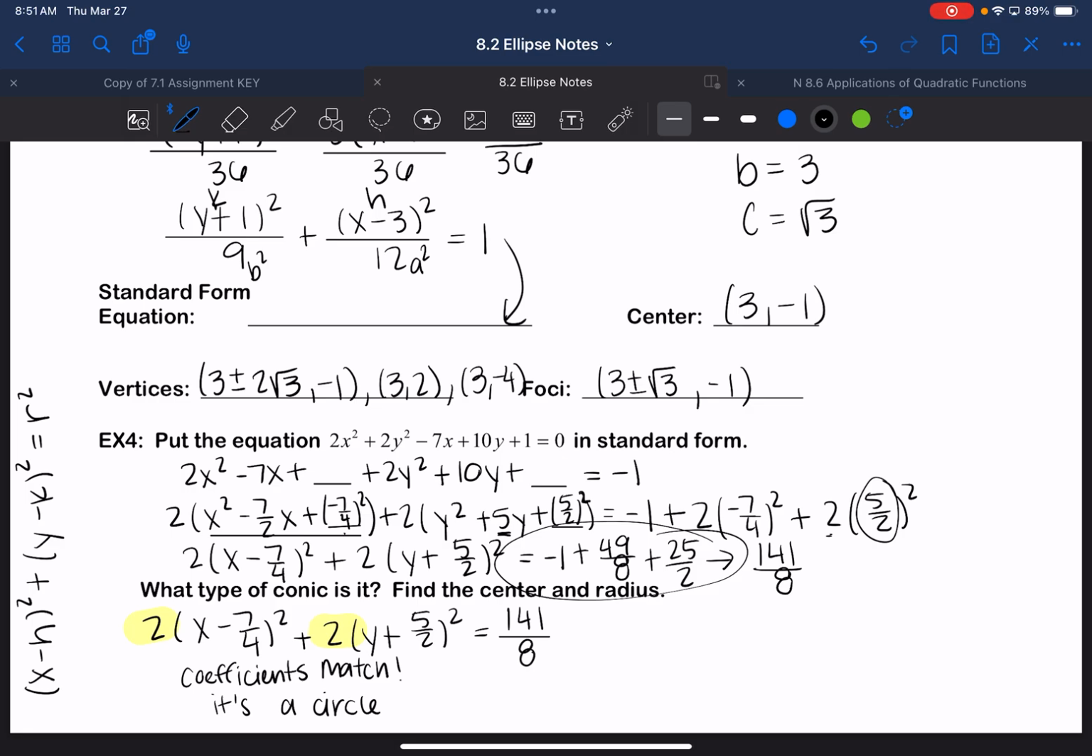So, they asked, what kind of conic is this? Well, we're saying it is a circle, right? They also asked where its center would be. Okay, well, remember, the center comes from your h and your k, right? So where would the center be for this one?